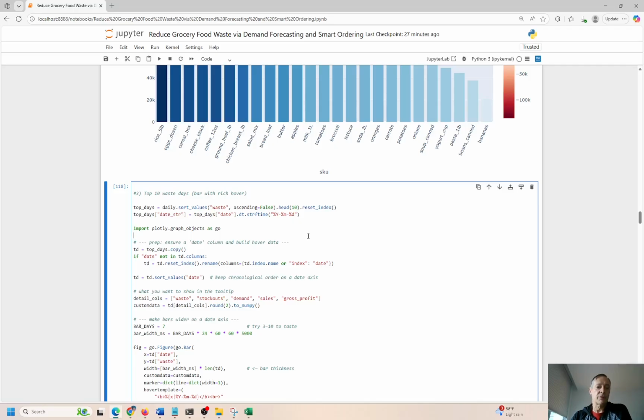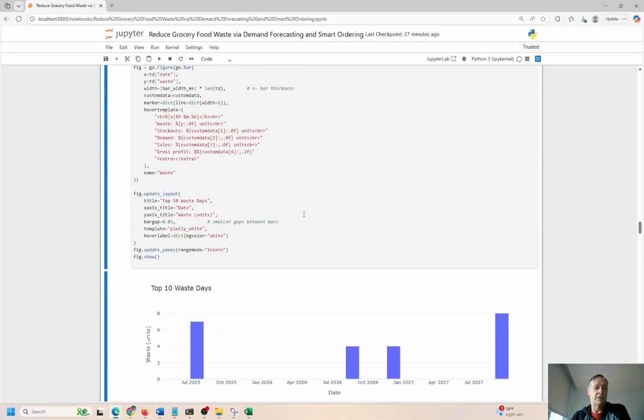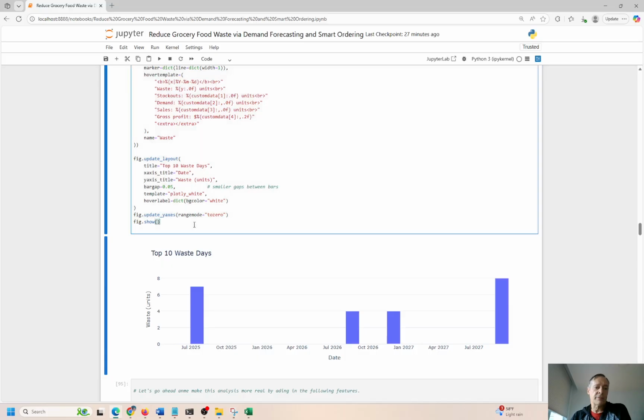So here in the next chart, we're looking at the top 10 waste days, okay, over the course of time. And now we're looking into the future, top 10 waste days. So this is July 2025. We had some waste here, only 7 units, not huge, but it was something. Over here, later in July, we had waste of 4 units, pretty small, kind of trivial, 4 again. And over here, we had 8. So just something to be aware of.